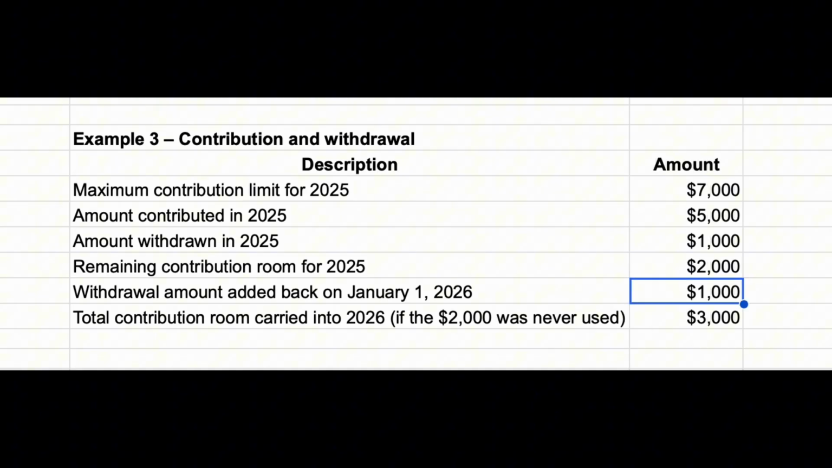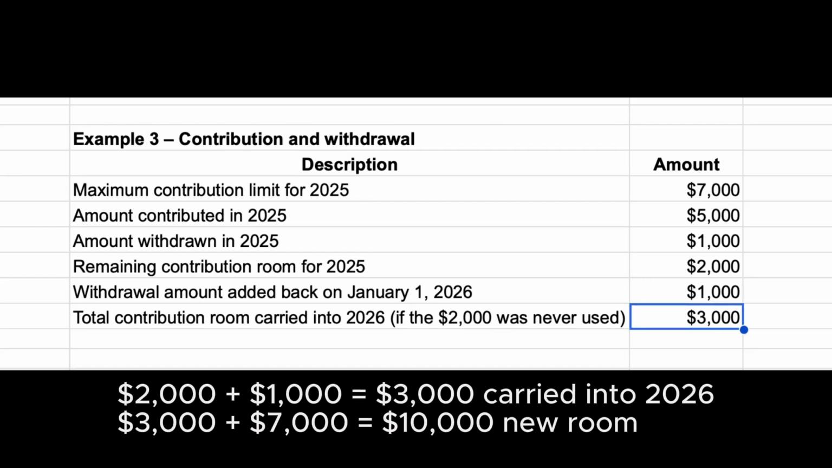The $1,000 withdrawal is added back to your contribution room on January 1st, 2026. Assuming the remaining $2,000 of contribution room was never used, your available room carried into 2026 would be the $2,000 unused contribution room from 2025, plus $1,000 withdrawal added back, plus $7,000 the new annual contribution limit for 2026.